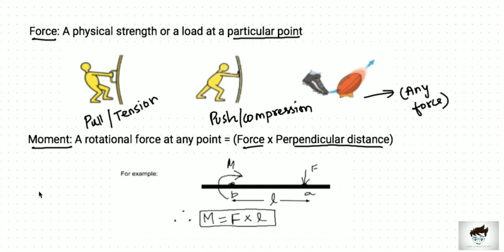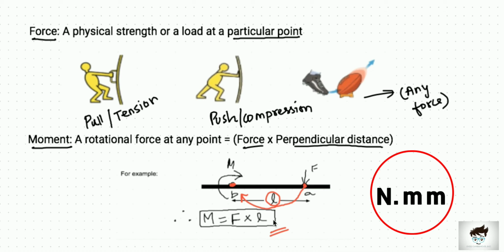Let's see this with an example. Suppose I have a wooden slab on which a force F has been applied at point A. Now we are going to find the moment that will be created by this force at point B. So the moment at B due to this force at A will be equal to force times its perpendicular distance, that is L. The length is L here. Now we can also write the unit of the moment from this. Say the unit of the force is in Newton and the length is in mm. Therefore, the unit of the moment is going to be Newton mm.